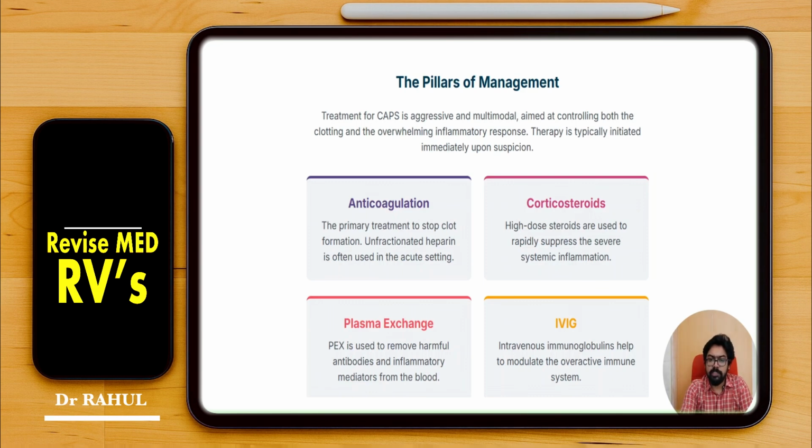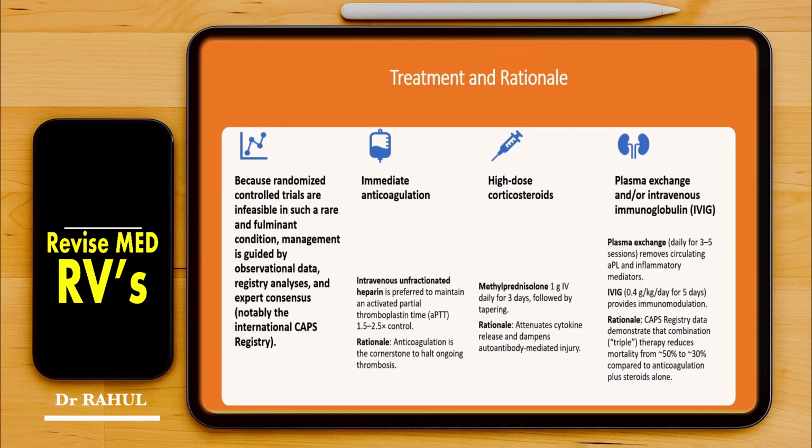So this is the triple therapy. All CAPS patients should get triple therapy, that is anticoagulation with high dose pulse corticosteroids along with plasma exchange or IVIG. There is no randomized controlled trial in case of CAPS because the disease is very rare. So from the observational data released by the International CAPS Registry, what they are suggesting is all patients should get an immediate anticoagulation, that is intravenous unfractionated heparin is preferred.